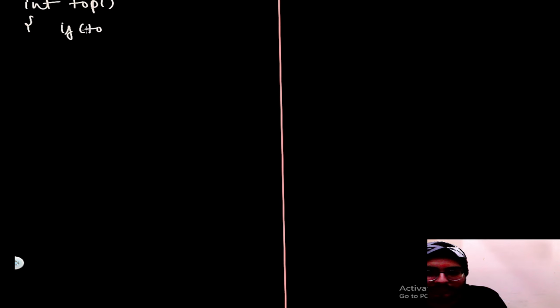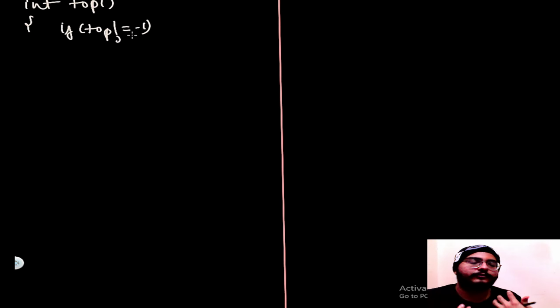Let's do another function, which is known as int top. It will return the top element. So if top is not equal to -1, because if top is equal to -1, it could return a garbage value which you do not want. If top is equal to -1, you can return please enter some data in the stack. Otherwise, you can keep int a, a is equal to array of top, and return a. I hope you understood this function.